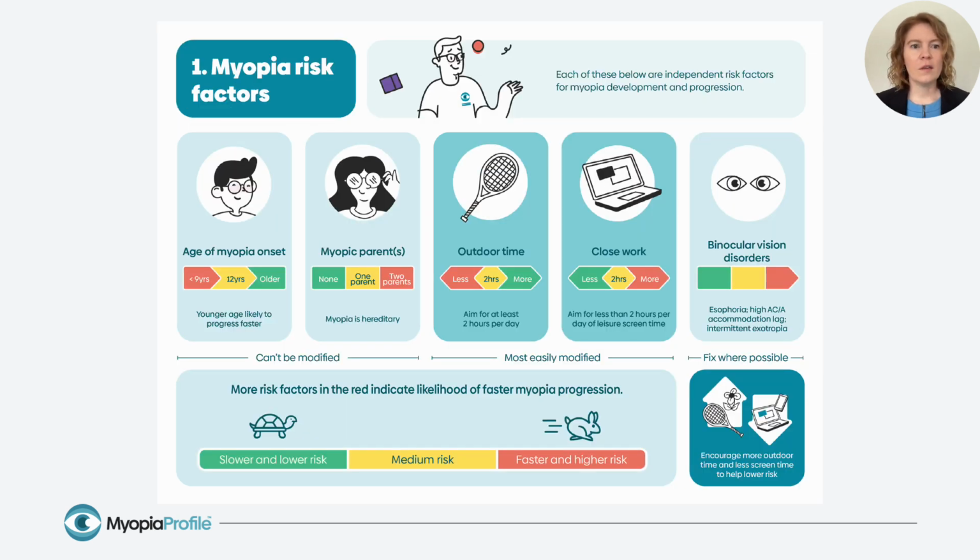The first of these panels is myopia risk factors, and this is a graphical summary you might want to potentially use with parents as well, that talks about the various risk factors, those which we can't modify, which is age of myopia onset and parental myopia, those which can be easily modified, being outdoor time and near work time, and those which we potentially can modify, which are binocular vision disorders associated with myopia development and progression. Now, this enables us a simple traffic light representation of risk. So it's something that can help us to understand the level of risk for that patient, as well as to potentially use in clinical communication.